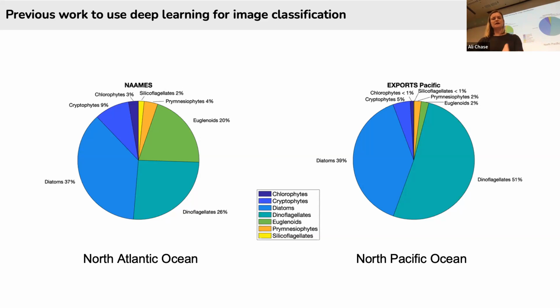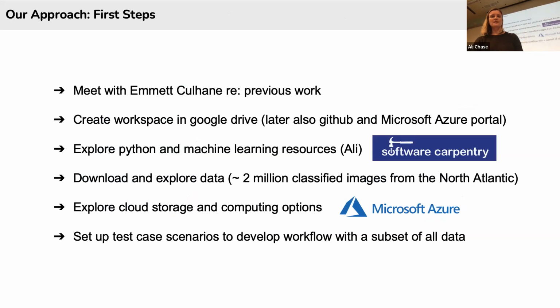And I'll just say that I applied the previously trained network to this North Pacific Ocean data, but it does need some further analysis or application of the network we're working on now. So our approach: we met with Emmett, as I said, to build off what he did. And then we thought a lot about how to set up our workspaces. We used Google Drive, also we use GitHub, and then the Microsoft Azure portal, which I'll come back to.